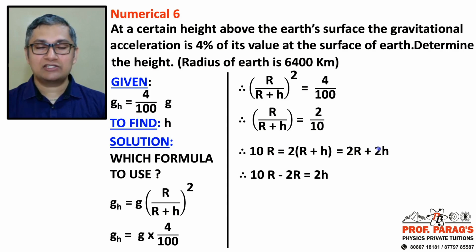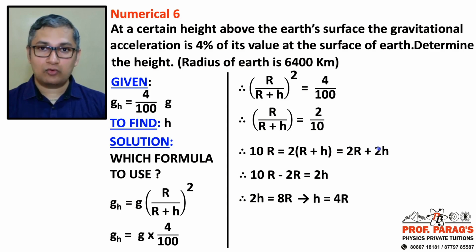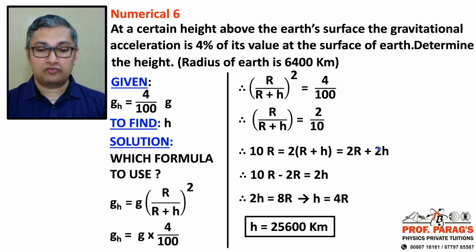Take the 2r in the LHS. So you have 10r minus 2r is 2h. 2h is 8r. Very simple calculation here. h is 4 times the radius of Earth. So 4 times the radius is 25,600, right? That's why we could guess this already from this ratio here, 4 by 100, right?